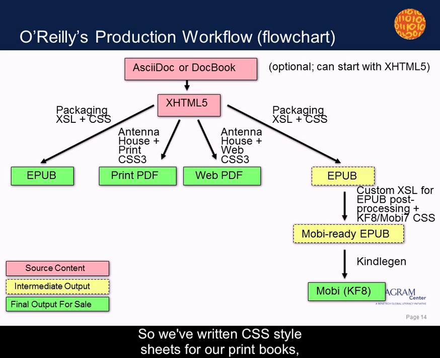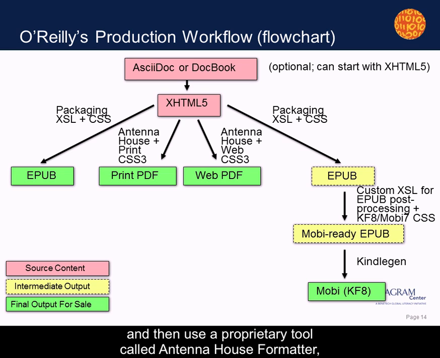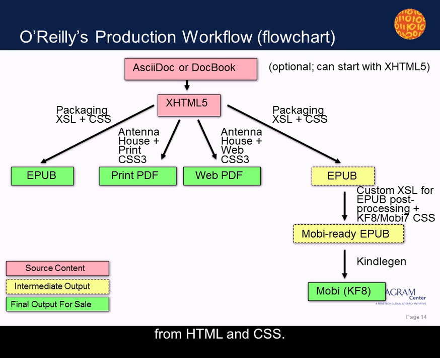So we've written CSS style sheets for our print book, and then we use a proprietary tool called the Antenna House Formatter, which is the renderer that can produce PDF output from HTML and CSS. Another popular tool is called Print XML, and a lot of folks use that as well. And that's how we produce our print PDF and web PDF outputs.